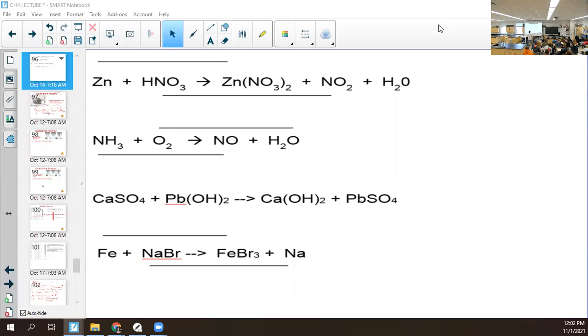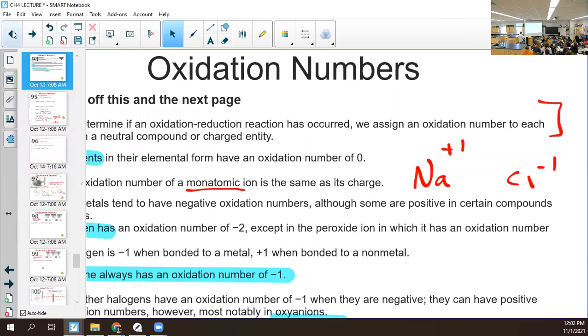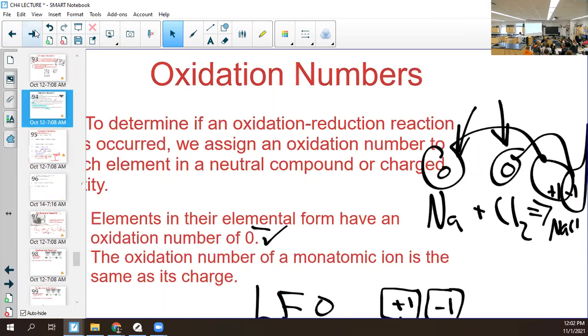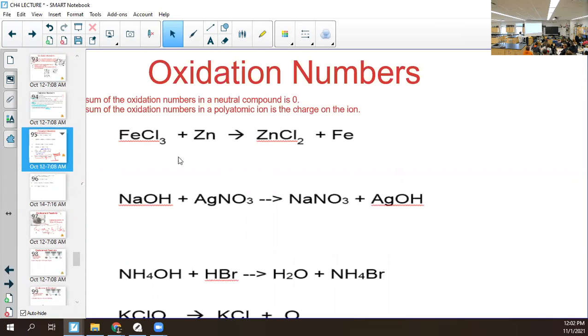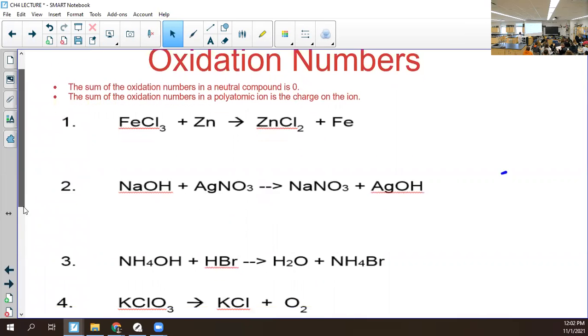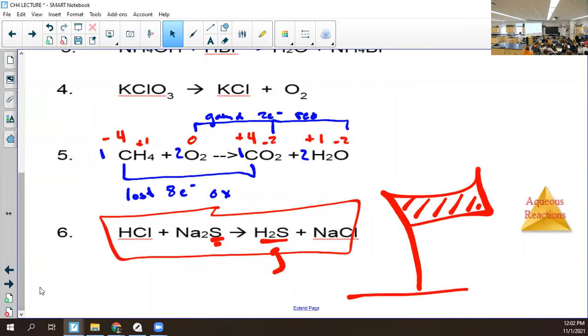No. Tell your partner why it's not a redox. Okay, so stick with me. What's the super obvious thing that shows you it's probably not a redox? Okay, there's no single element.